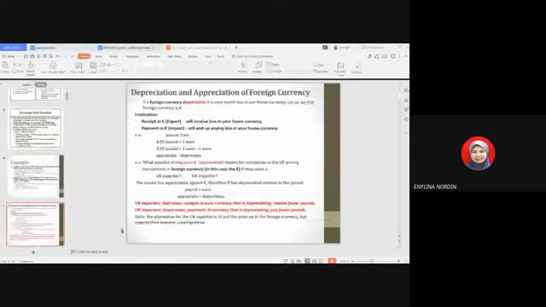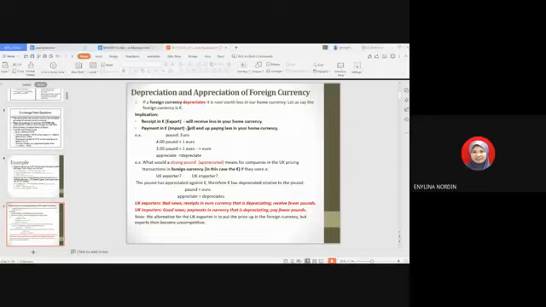Now we go to the depreciation and appreciation of foreign currency. This is quite confusing, but we go through it slowly. What is the meaning of depreciation and appreciation of foreign currency? First, you need to know what foreign currency you are going to use or want to convert to. If the foreign currency depreciates, the implication is that it is now worth less in our home currency. Let's say our foreign currency here is the euro. So what is the implication if the euro currency depreciates?